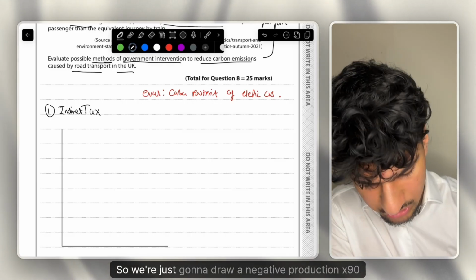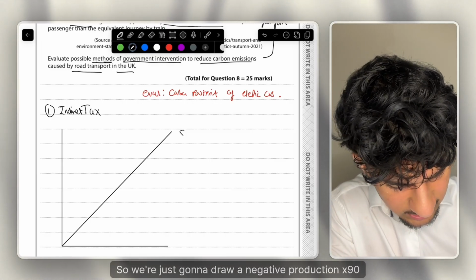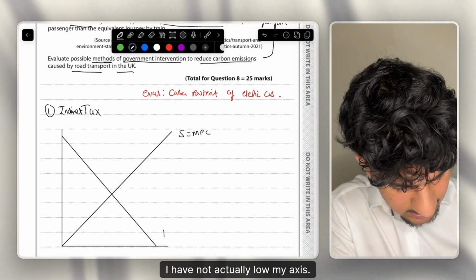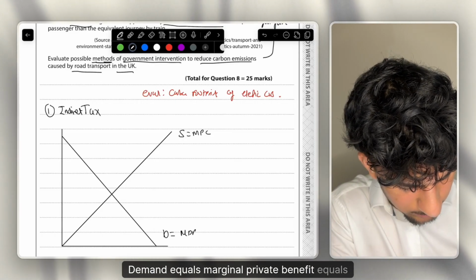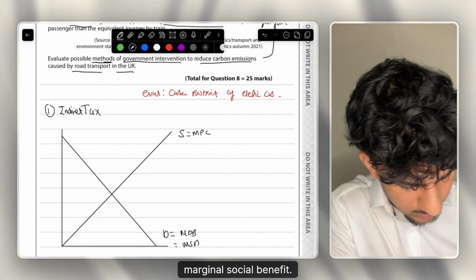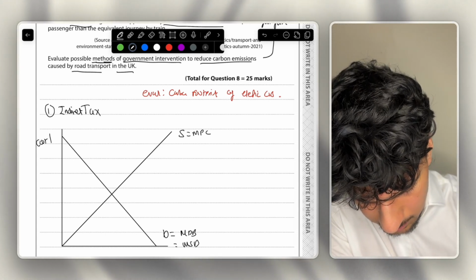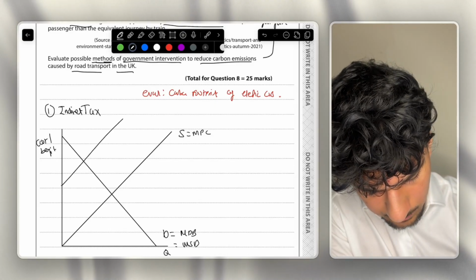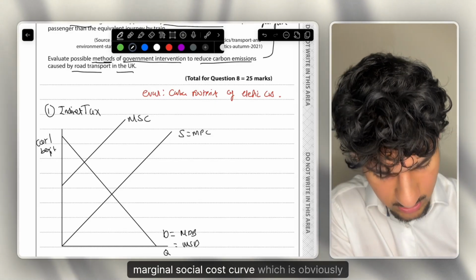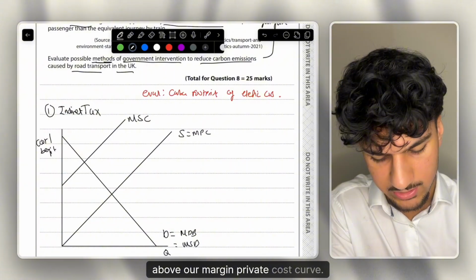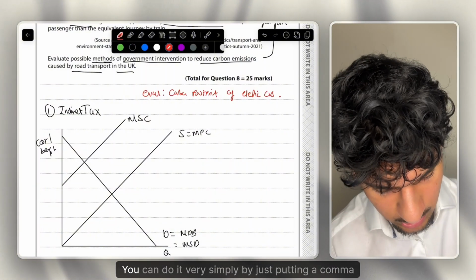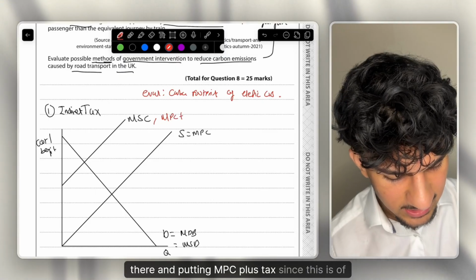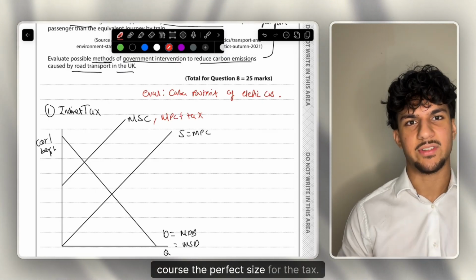But yeah, so we're just going to draw a negative production externality diagram. So like I said, supply equals marginal private cost. I have not actually labeled my axis. Demand equals marginal private benefit equals marginal social benefit. And obviously cost slash benefit on this axis, quantity on this axis, and then we have the marginal social cost curve, which is obviously above our marginal private cost curve. And how would we show a tax on this diagram? You can do it very simply by just putting a comma there and putting MPC plus tax, since this is of course the perfect size for the tax.